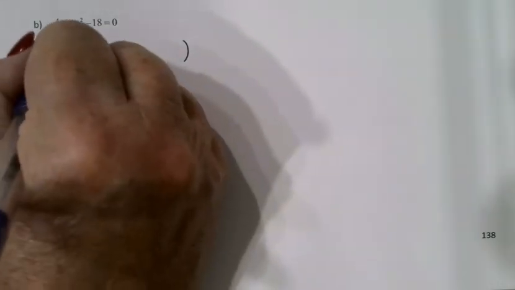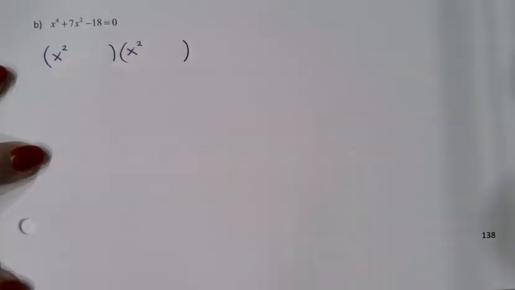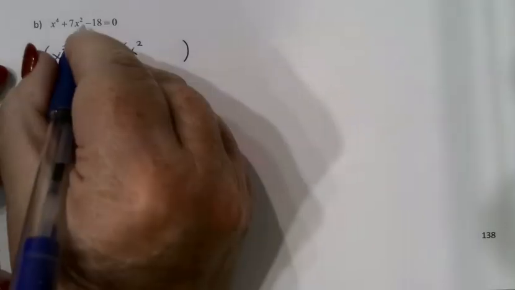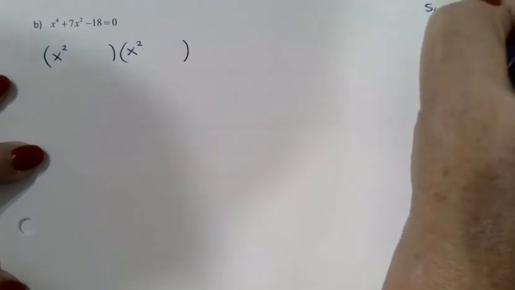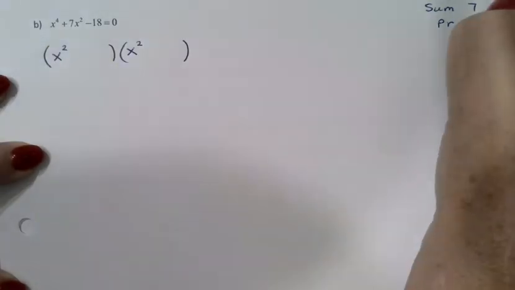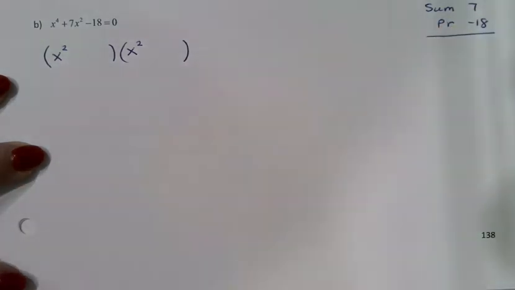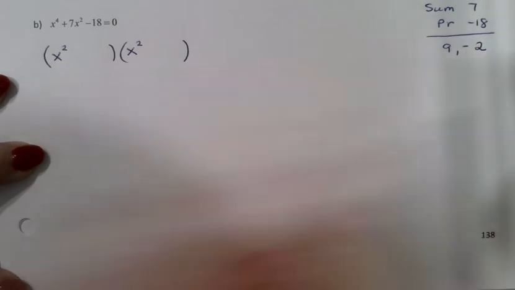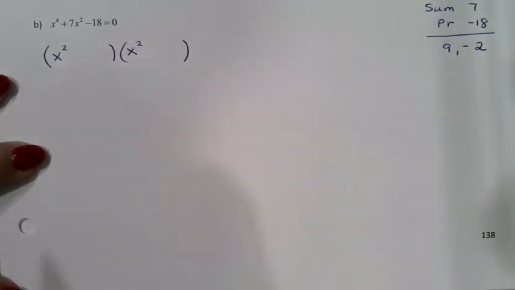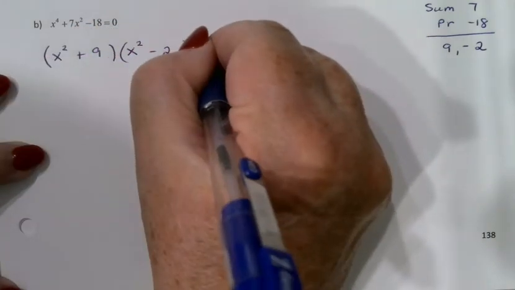So I think I can start by just saying that's 1x squared times 1x squared. And then I'm looking for a sum of 7 and a product of negative 18. So let's see, I think 9 and 2. If we make the 2 negative, that's going to work. Plus 9 minus 2.